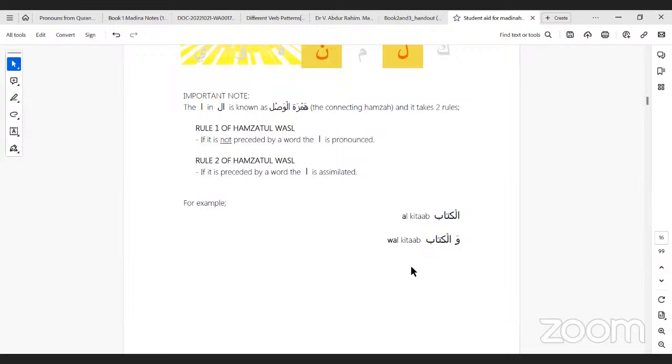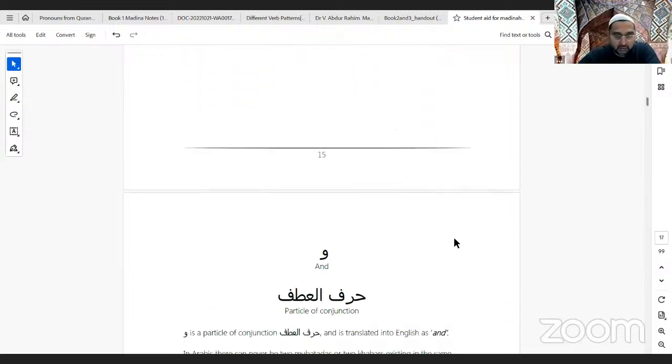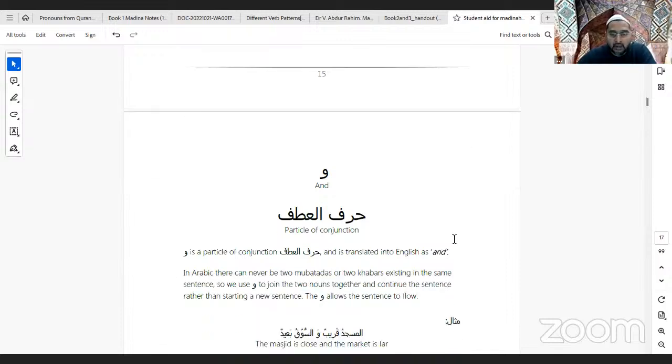So that's hamzatul wasl. When it's preceded by a letter before it, the alif becomes silent.